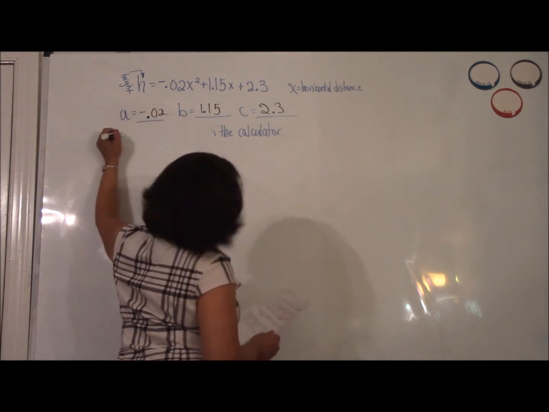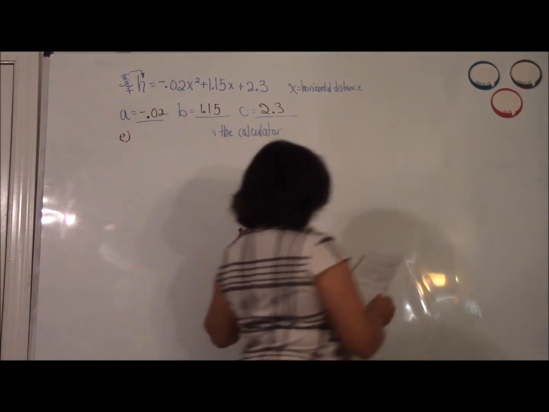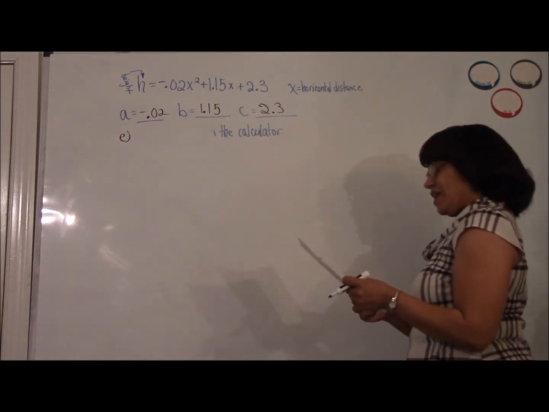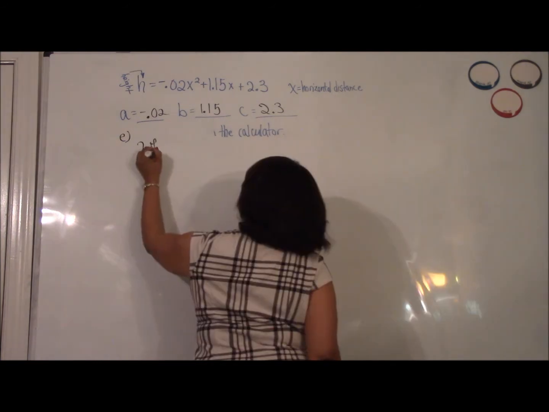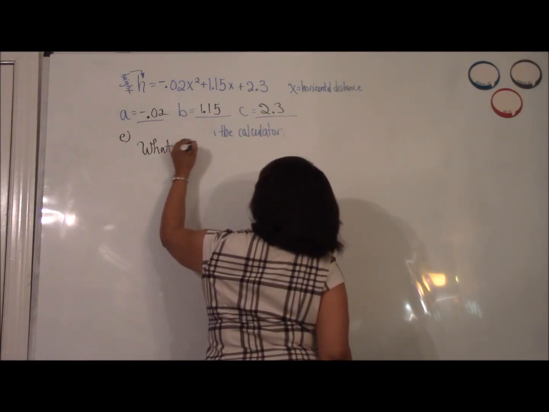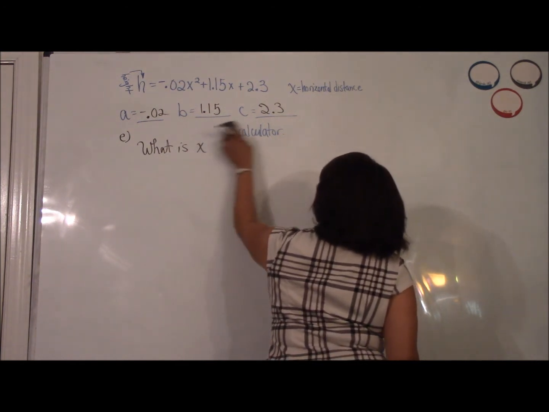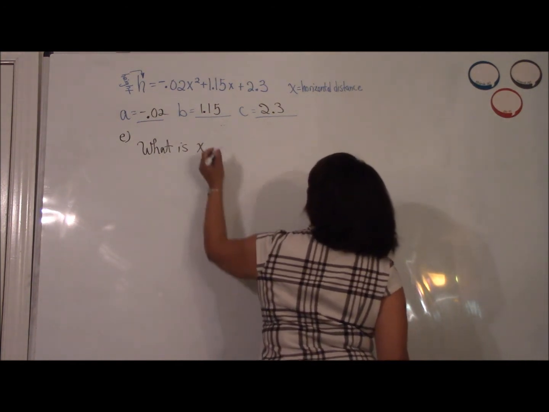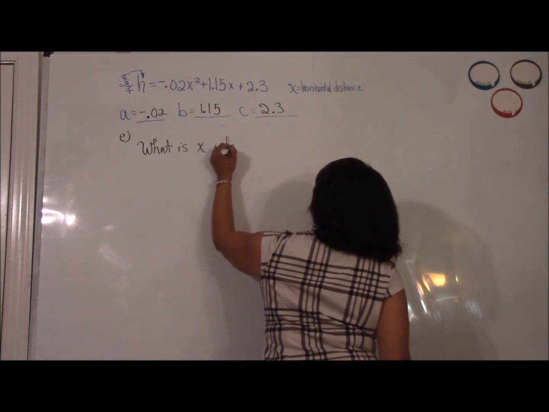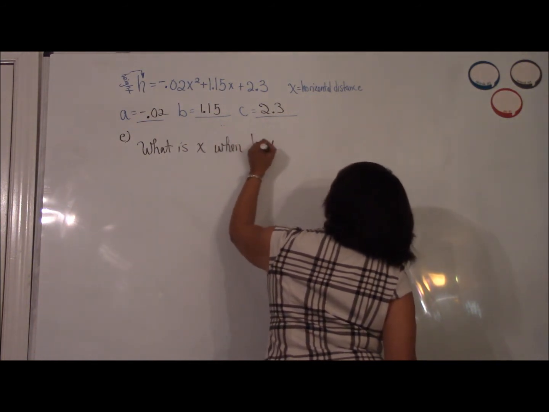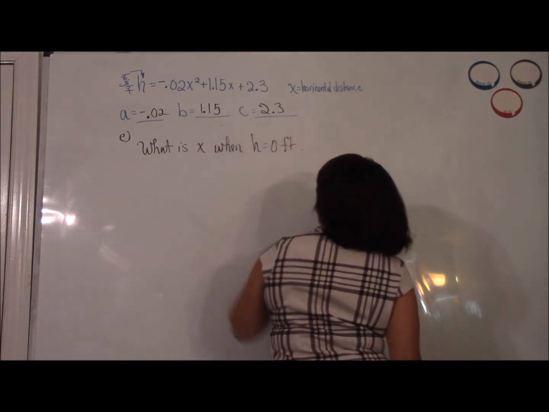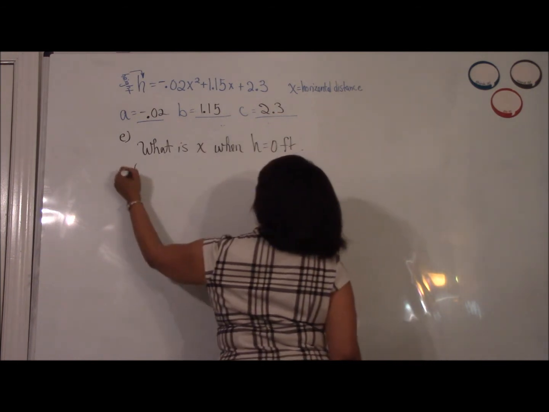Okay, so we're on E. So what we have to do is we want to know what is x when the height is 0. That's what we want to know. So you take and you make your height 0.